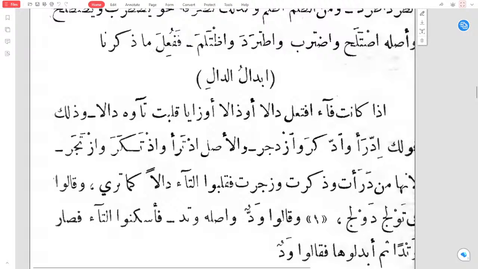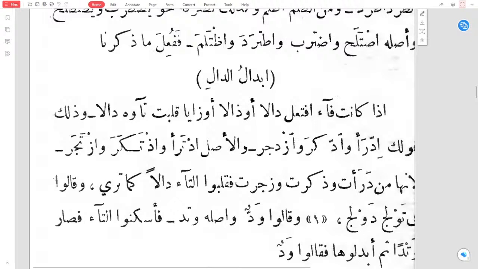Iddakara, and then idh-takara became idh-dakara. But because of the difficulty in pronunciation of a dhal followed by a dal, the dhal will then be changed into a dal. You say iddakara. And izdajara. Izdajara was iz-tajara with a ta. And then the ta will be changed into a dal and you say izdajara. Izdajara means to take heed or to be awoken and warned, alerted.